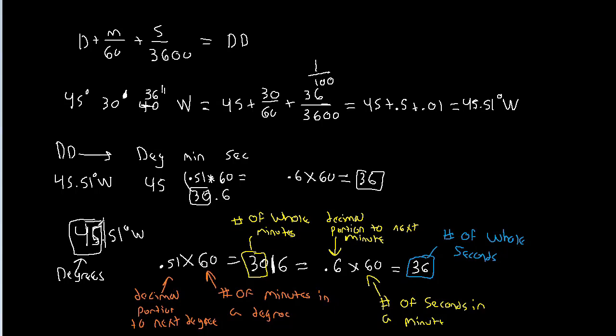If we put this together, 45 degrees, check. 30 minutes, check. 36 seconds, check. So you can see, using this approach, we're able to go backwards from decimal degrees to degrees, minutes, seconds. And by using the earlier approach, we're able to go from degrees, minutes, seconds to decimal degrees. Hopefully this makes sense, and hopefully where everything is coming from in these equations makes sense. As always, if you have any questions, please reach out. Thank you.